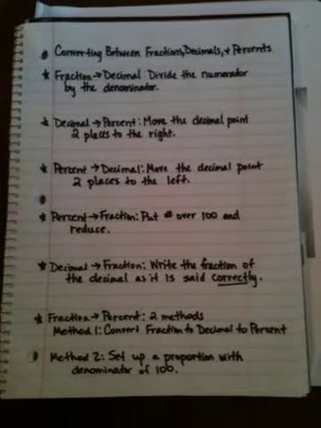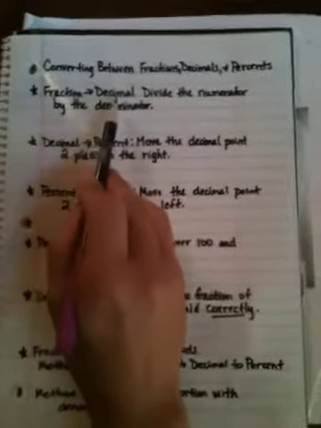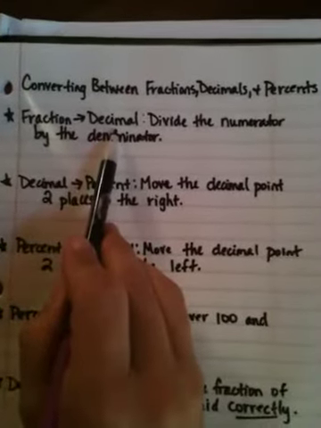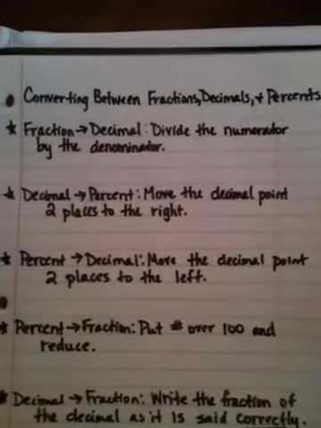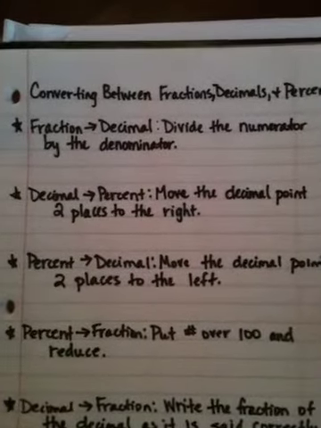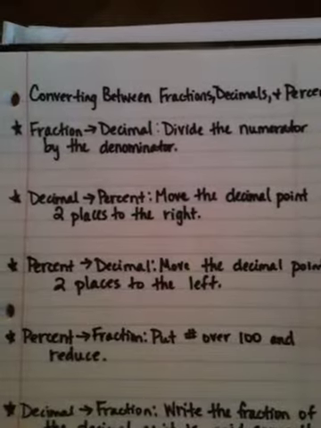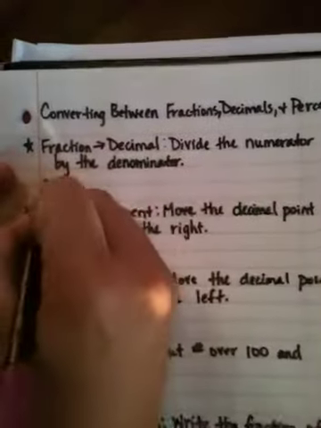The first one we're going to look at is how to convert a fraction to a decimal. In order to do this, we're going to divide the numerator by the denominator, and this will work every single time to change any fraction into a decimal. So a couple of examples.